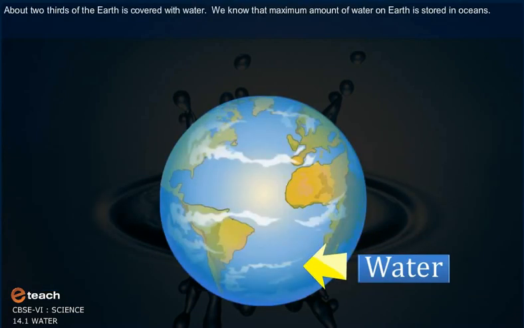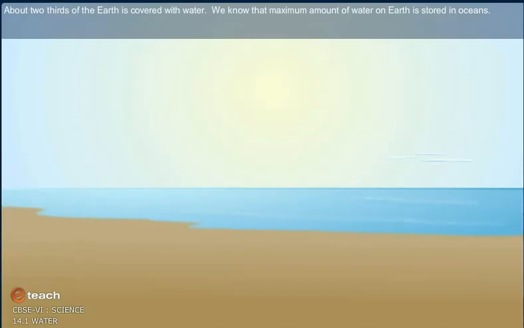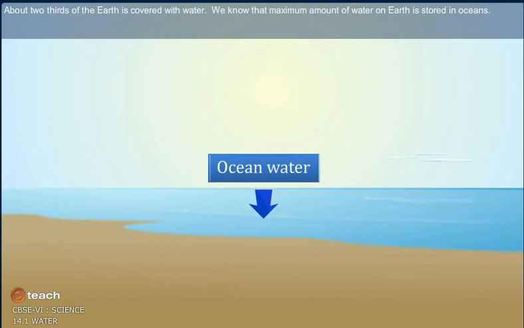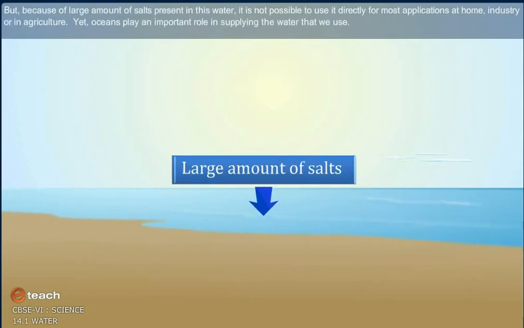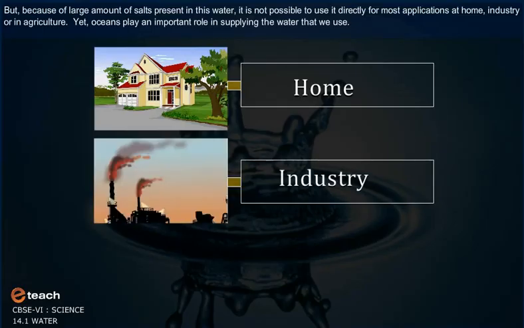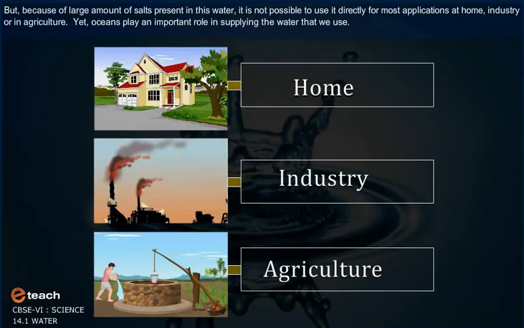About two-thirds of the earth is covered with water. We know that the maximum amount of water on earth is stored in oceans. But because of the large amount of salts present in this water, it is not possible to use it directly for most applications at home, industry, or in agriculture. Yet, oceans play an important role in supplying the water that we use.